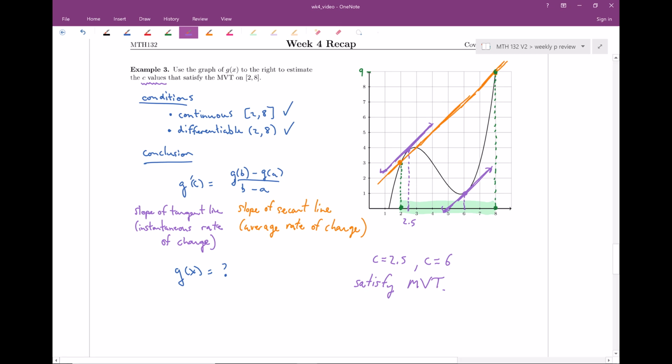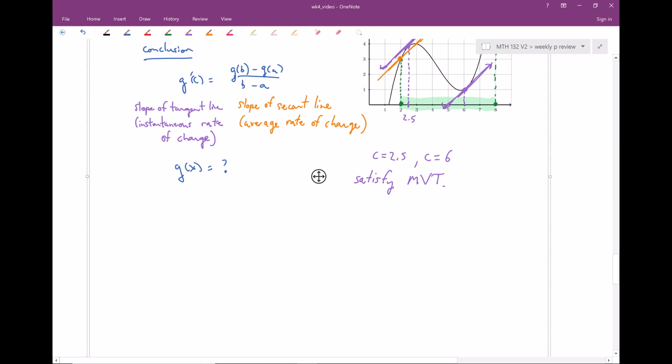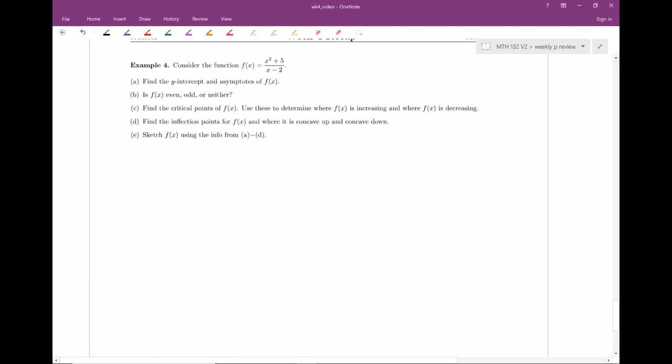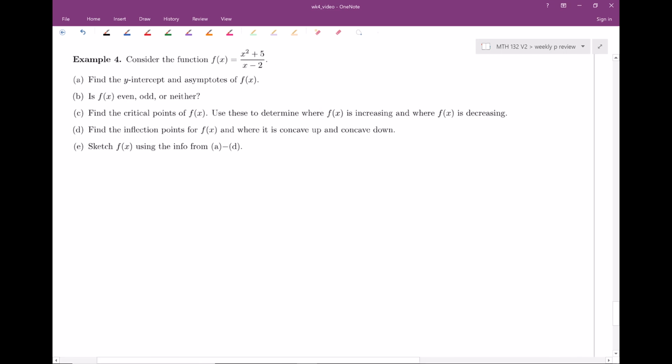All right, 3 examples down. Now we're to the long one. Example number 4, we're considering this function and we want to do a whole lot of stuff to it, right? Our end goal is to be able to sketch this function using what we know from parts A through D. All right, nothing to it but to do it.